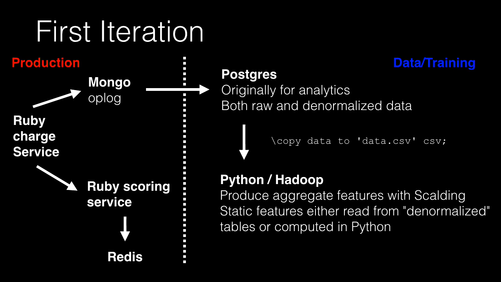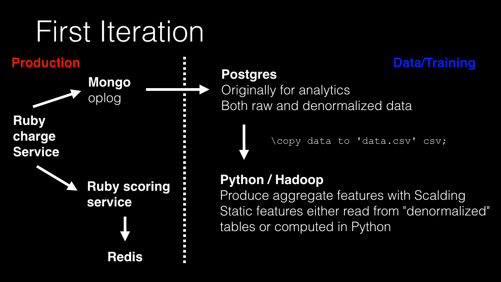So what was our first attempt? We have a Ruby charge service, and this is the service whose HTTP endpoints users are hitting to make charges. Every time a charge is made, we create some objects in Mongo. So the two items in the top left corner here represent the core of our production functionality.